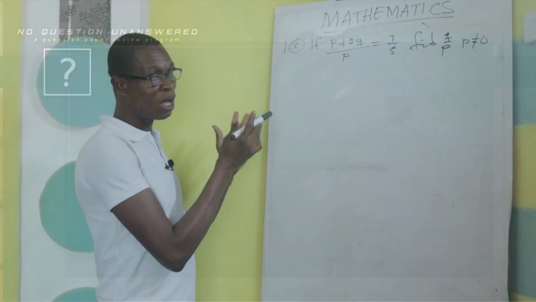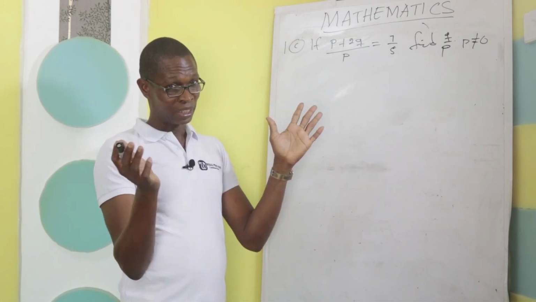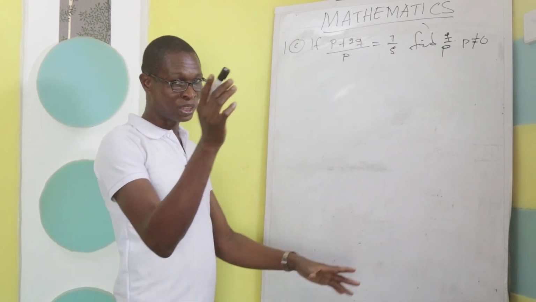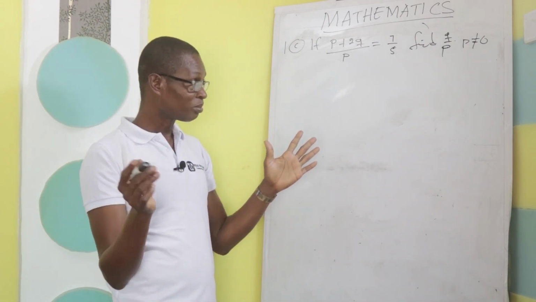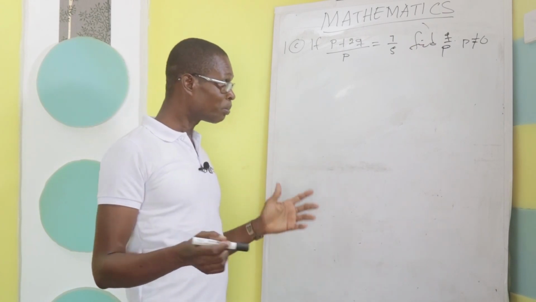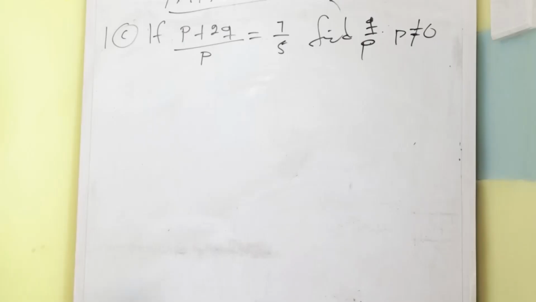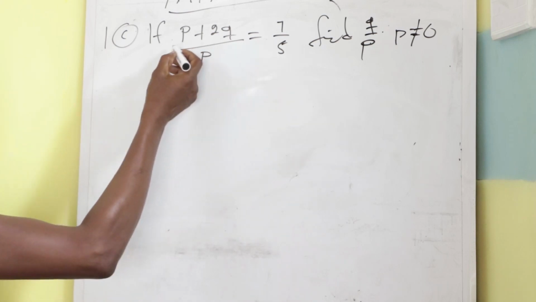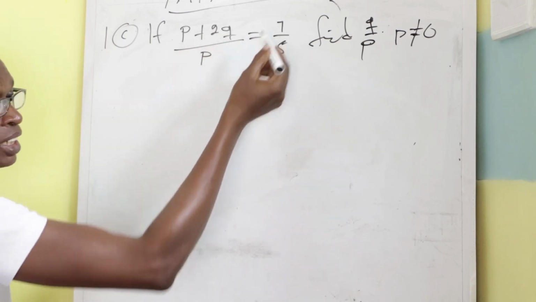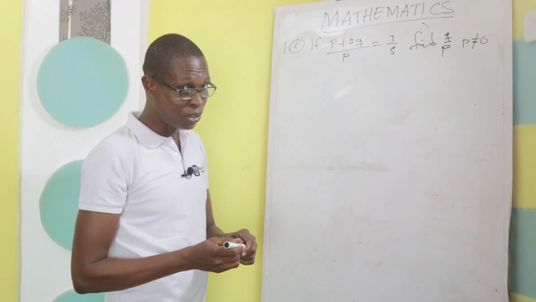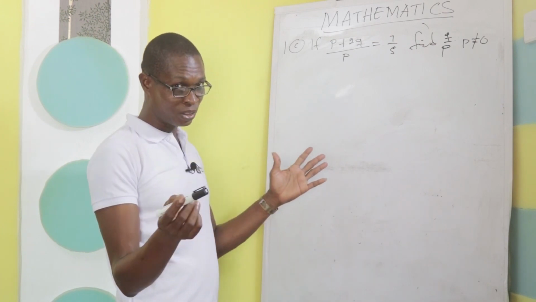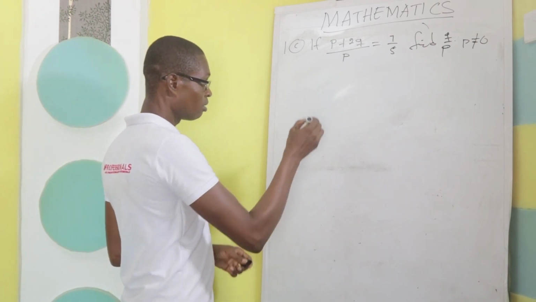Now, quickly, how do you go about this? It's as simple as using the cross multiply method. You cross multiply. Now, when you cross multiply, what do we see here? Realize that the 5 is going to multiply the P plus 2Q, and then the P is going to multiply the 7. And then the next, what do you do? You group like terms. So let's quickly do that and see what happens.